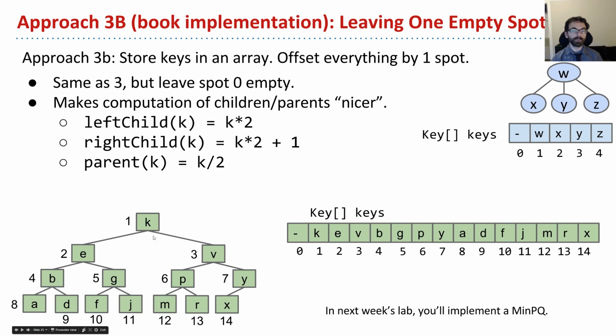So in this case, our root is now in position 1, the children are in 2 and 3, and so forth. So if we think about parent, 6 divided by 2, that's 3. 7 divided by 2, well, that's 3.5 rounded down, that's 3 also. Good, seems to work. And left and right child will be similar.